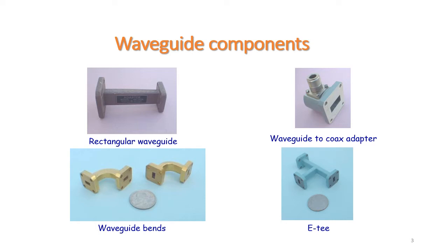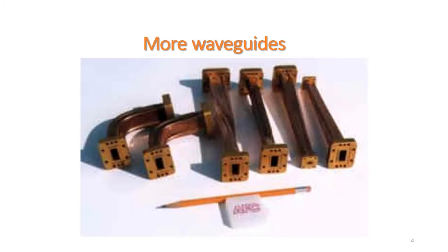This is a rectangular waveguide. Then these are waveguide bends. This is a waveguide to coax adapter. When we want to input a signal to the waveguide, we need such an adapter from where we can connect a coaxial cable to the waveguide. Then these are various devices that can be made with the help of a waveguide, for example this E-plane T. There are various shapes and sizes of waveguides.